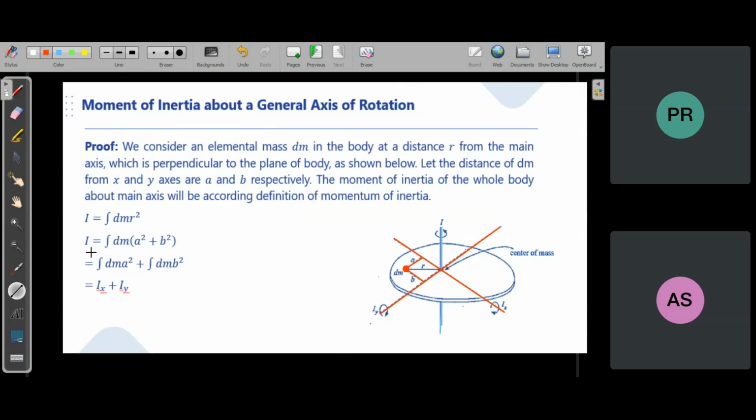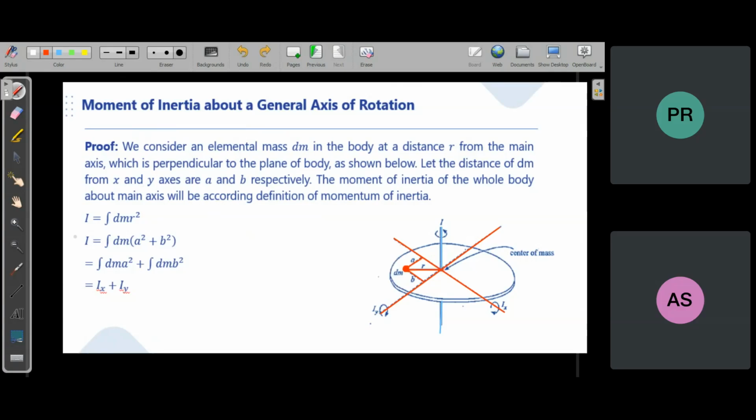Then clearly, moment of inertia about the third axis, which is perpendicular to the plane. If we have to find it, we will take this distance, which is the perpendicular distance of the element from that axis. And now you can clearly see that here a right angle triangle is formed. In this right angle triangle, R is the hypotenuse, and A and B are the two sides.